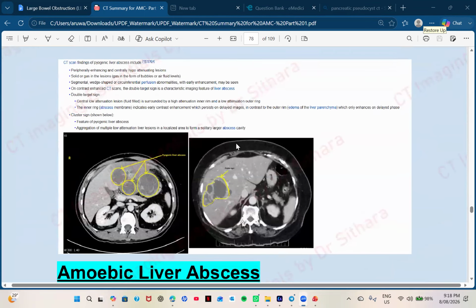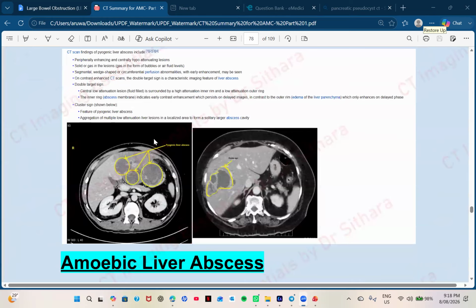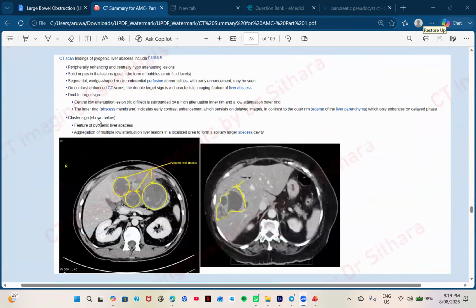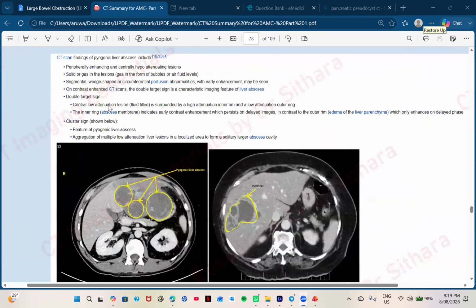Okay, we'll go one by one. This is a pyogenic cyst, how it looks. Pyogenic liver abscess: a peripherally enhancing, centrally hypoattenuated lesion, with gas in the lesion, and segmental wedge-shaped or circumferential perfusion abnormalities. On contrast CT, the double target sign is the characteristic image feature of liver abscess. The double target sign: a central low attenuation fluid-filled lesion surrounded by a high attenuation inner rim and a low attenuation outer rim, like here.